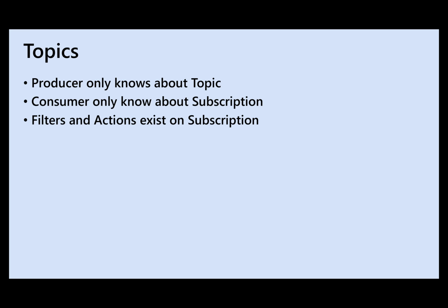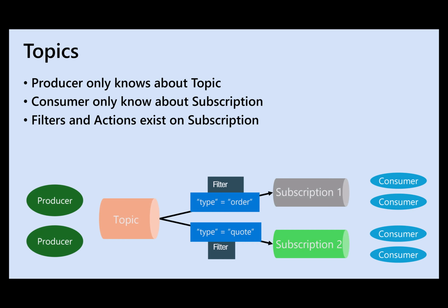In this case, we have two producers sending messages to the topic. Additionally, we have two subscriptions with two consumers per subscription. First of all, the producer is going to send a message to the topic. Once delivered on the topic, an acknowledgement is sent back, and then the topic is going to check which message headers are set on the message.